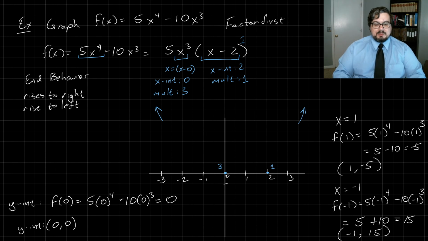So rather than trying to make our graph huge, I'm just going to go ahead and adjust the vertical scale of this graph so that each of these marks corresponds to 5. So this is going to give me 2 more points on the graph. Got (1, -5), and I have (-1, 15).